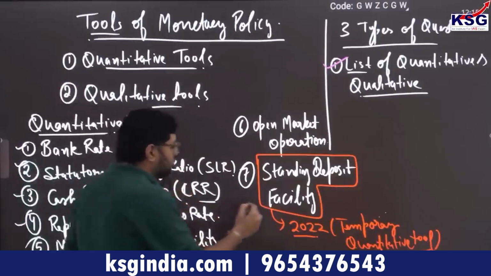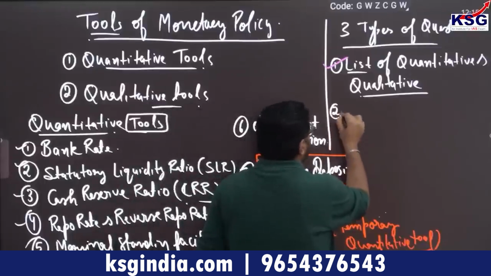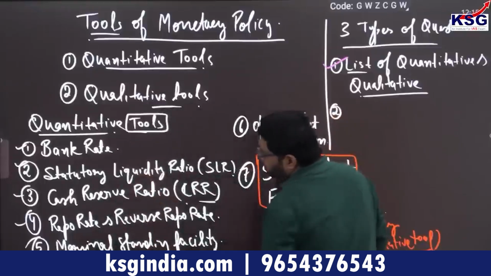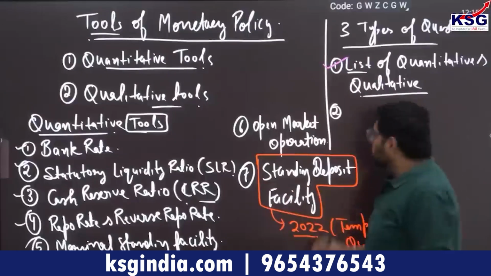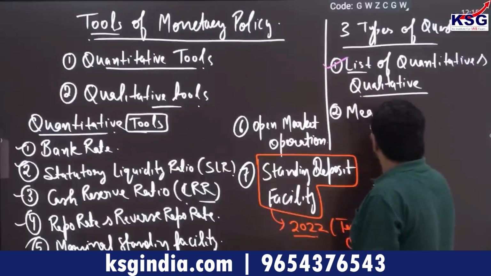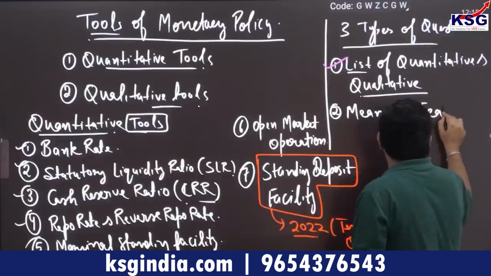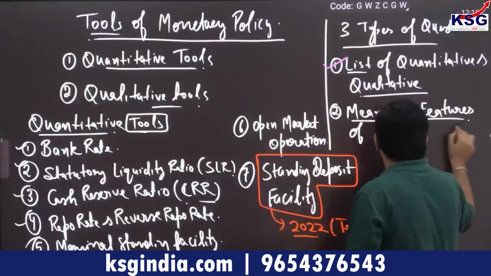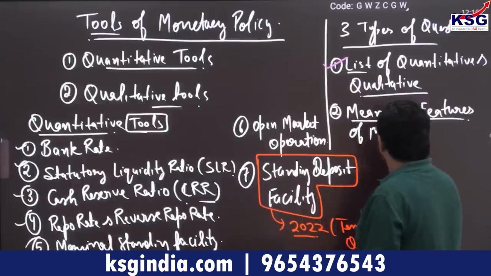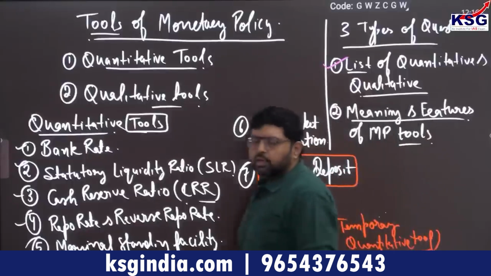Now the second type of question that UPSC used to ask is that they will ask you the meaning and features of these tools. So you can say meaning and features of monetary policy tools.